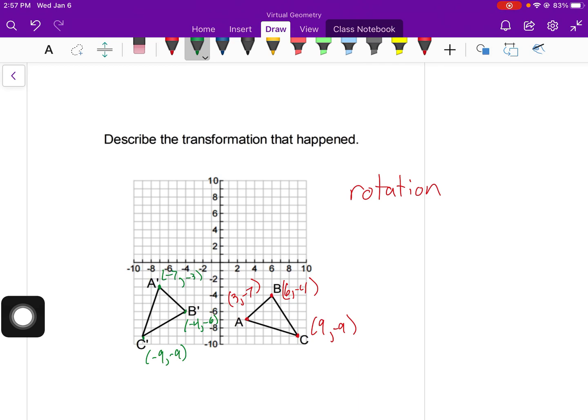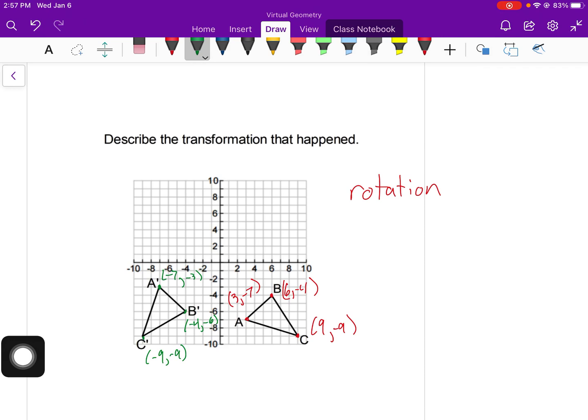I want to verify my points. If I'm looking at this, pretending this is my x-axis and this is my y-axis, because I have my screen turned sideways, A would have been left 7, down 3, which is what we wrote on our piece of paper. B is left 4, down 6, which is what we wrote. And C is left 9, down 9, which is what we wrote. So this is a rotation.